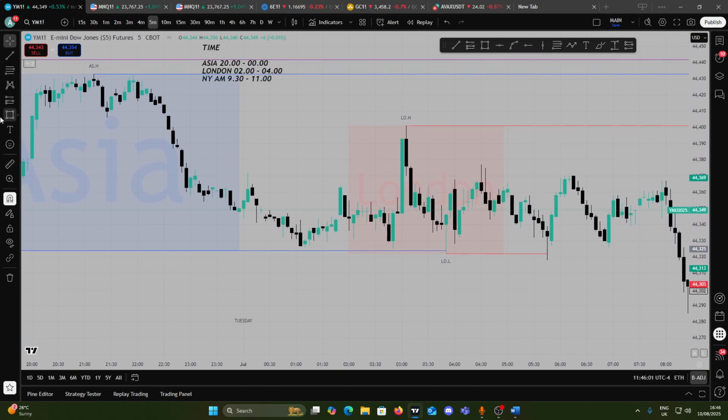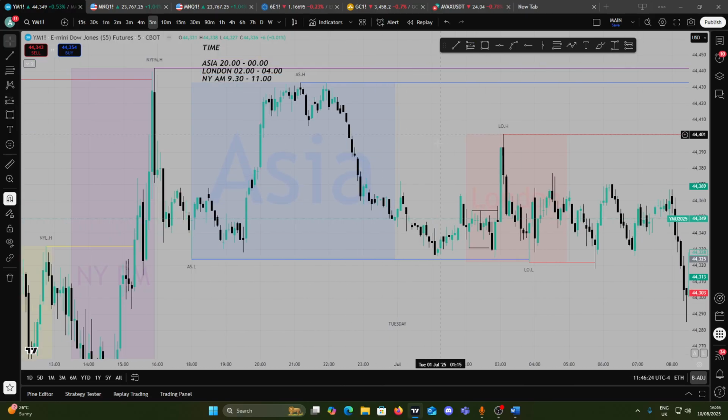First trade example, potential one. What do you see? We see a stop, and we have a swing point. Let me just show you that. And we want to see candle closure outside of it.